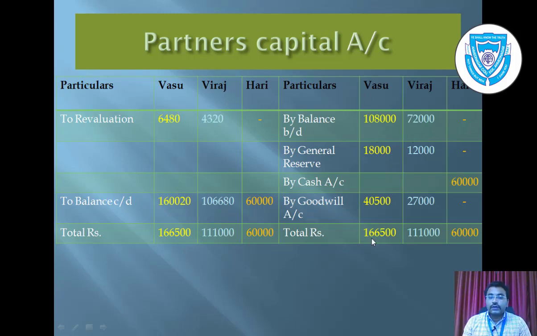First we will do Vasu's, we have totaled Vasu's: 1,66,500 minus 6,480, so you will get a figure of 1,60,020. Viraj: 1,11,000 minus 4,320, you will get a balance of 1,06,680. In Hari's column only the credit of 60,000 is given, there is nothing in debit to subtract, so you will write here 60,000 as a balance. So, balance carried down. These are the new balances on the capital account of all partners. So you will be writing all these partners' capital account balances in your new firm's balance sheet.